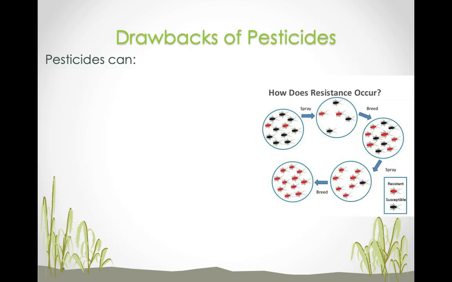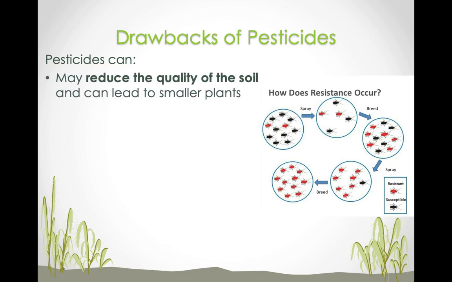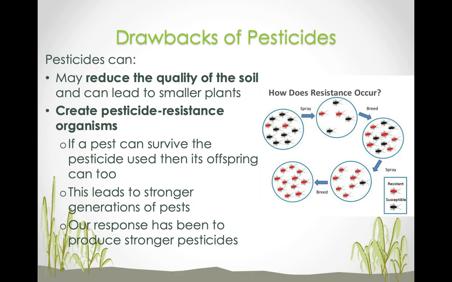Okay, let's talk about the drawbacks of pesticides. Pesticides can reduce the quality of the soil. When you're spraying these chemicals, they can accumulate in the soil and just kind of degrade the quality, leading to smaller plants. Number two, and this is a very significant concern in my opinion, is creating pesticide resistant organisms.